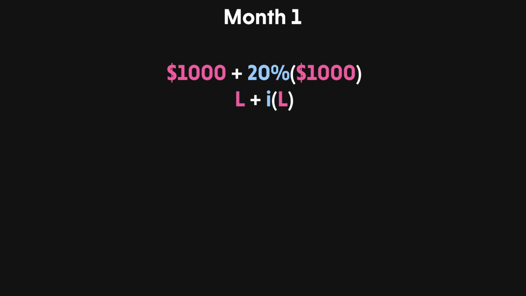Month 1, we have the loan and our interest on the money we owe, which is just a loan. We notice that this can be reduced a bit by factoring out the loan amount, and leaves us with L times 1 plus I. Month 2, we have the money we owe and the new interest. Therefore, we can write month 2 to be month 1 plus 20% of the month 1.